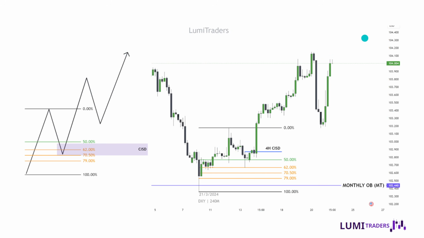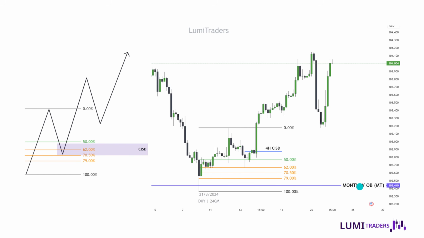Let's take a look at an example on DXY. Once again, you want to find the swing low, swing high. You want to measure this using the Fibonacci retracement tool. You want to find 62, 70.5, 79%. Ideally, the range between 62 and 79%. You want to see formation of a change in the state of delivery inside this range, once again between 62% and 79%. And this change in the state of delivery will be your entry.